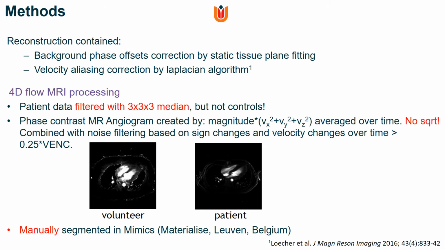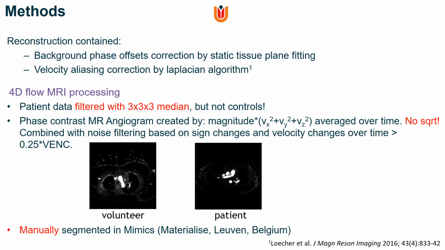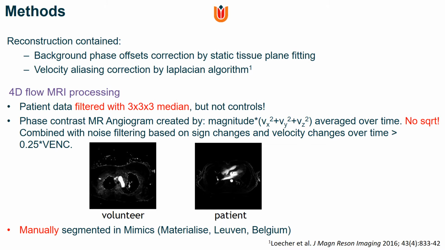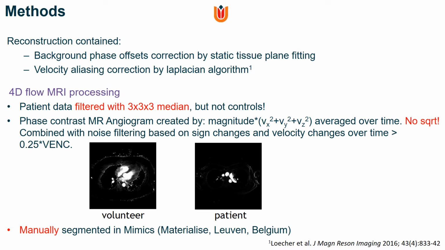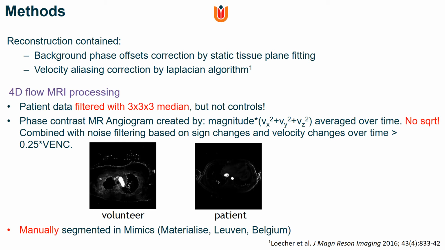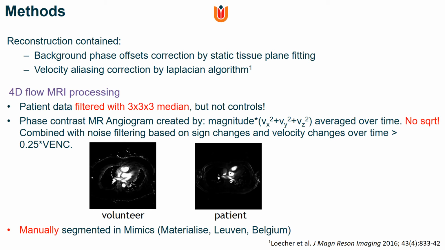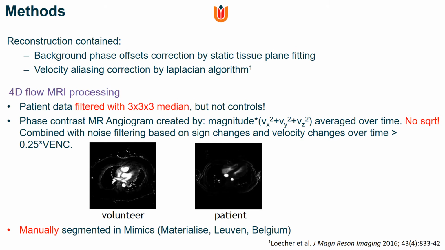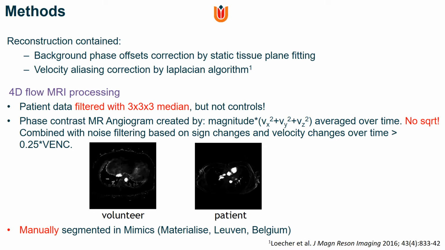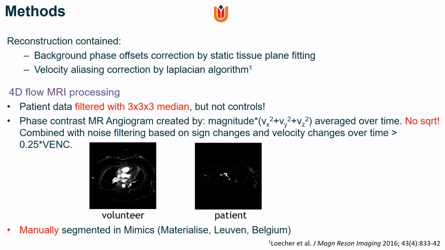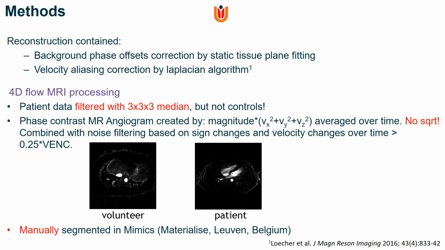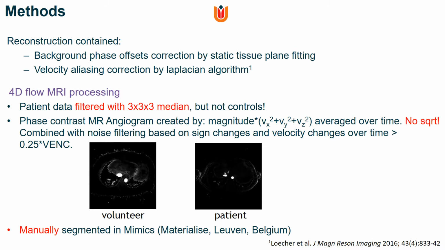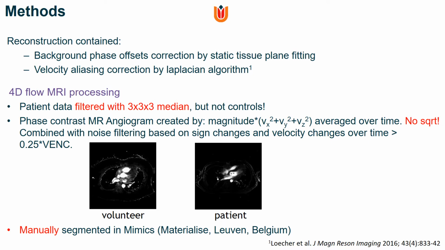The reconstruction contained background phase offset correction by subtracting a static tissue plane from the velocity data, and velocity aliasing was corrected using a Laplacian algorithm as developed by Loecher et al. The patient data was filtered with a 3 by 3 by 3 median filter, but not the controls, and the phase contrast MR angiogram was created by multiplying the phase contrast magnitude images with the squared velocities, this time leaving out the square root. A custom-made noise filtering algorithm was applied based on sign changes and velocity changes over time higher than 0.25 times the VENC. The time-averaged phase contrast angiograms were manually segmented in Mimics.